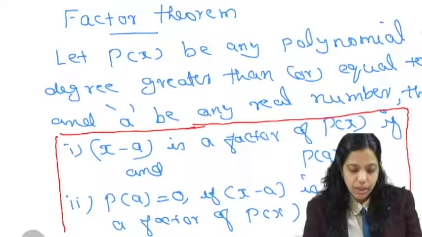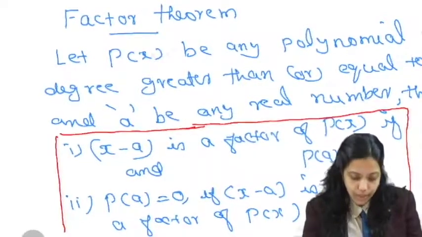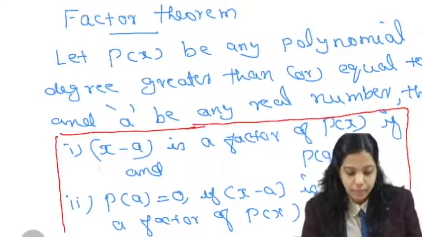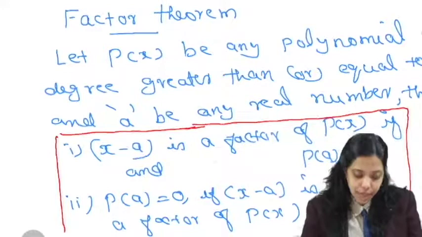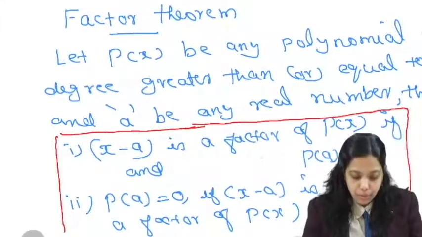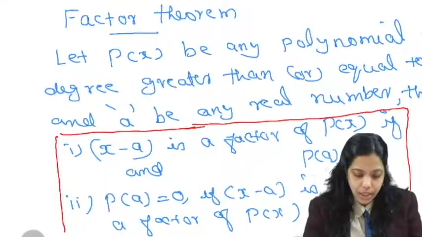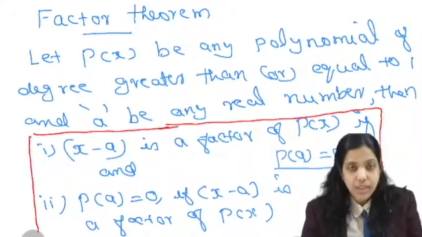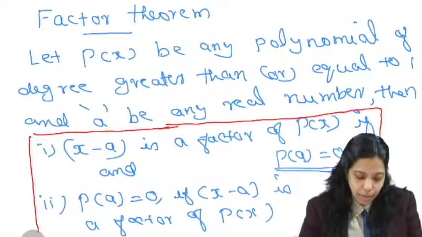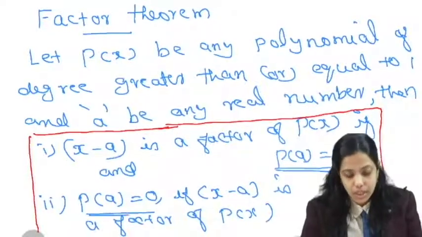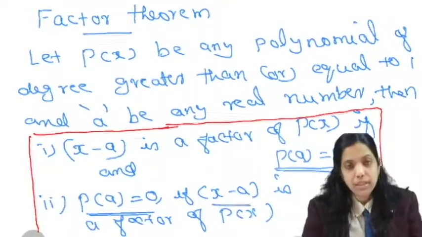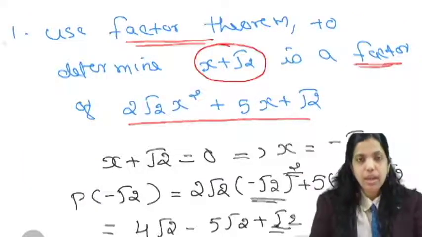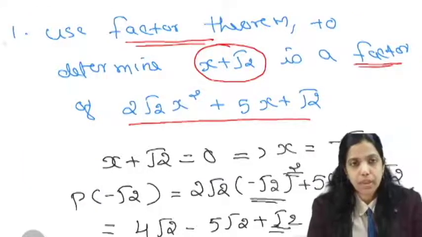Factor theorem. Let p of x be any polynomial of degree greater than or equal to 1 and a be any real number. Then the first condition, x minus a is a factor of p of x if, what is the condition? P of a turns out to be 0. Conversely, we can say that p of a equals 0 when x minus a is a factor of p of x.